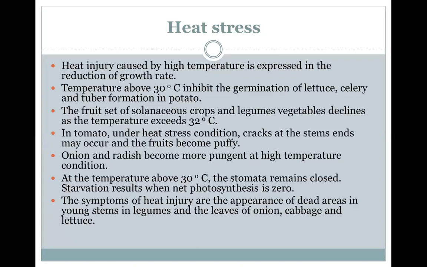Then fruit set of solanaceous crops and legume vegetables declines as the temperature exceeds 32 degrees Celsius. Solanaceous crops means crops like tomato, potato. These require a lower temperature, 15 to 18 degrees Celsius or 20. And if the temperature rises above 32 degrees Celsius, then fruit set will decline, right? In tomato, under heat stress conditions, cracks at the stem end may occur and the fruit becomes puffy. So there is a disorder when heat stress is there: cracks appear on the fruit and the fruit becomes puffy. Onion and radish become more pungent at high temperature, right?